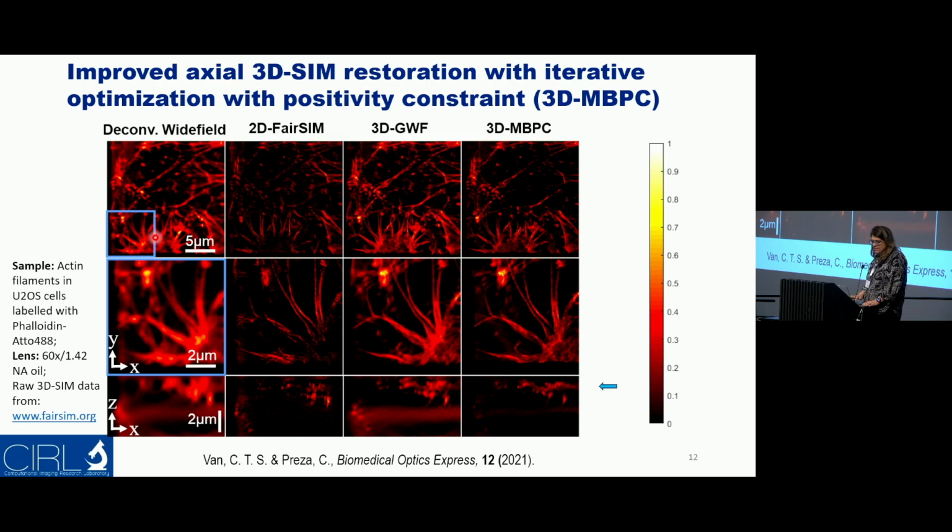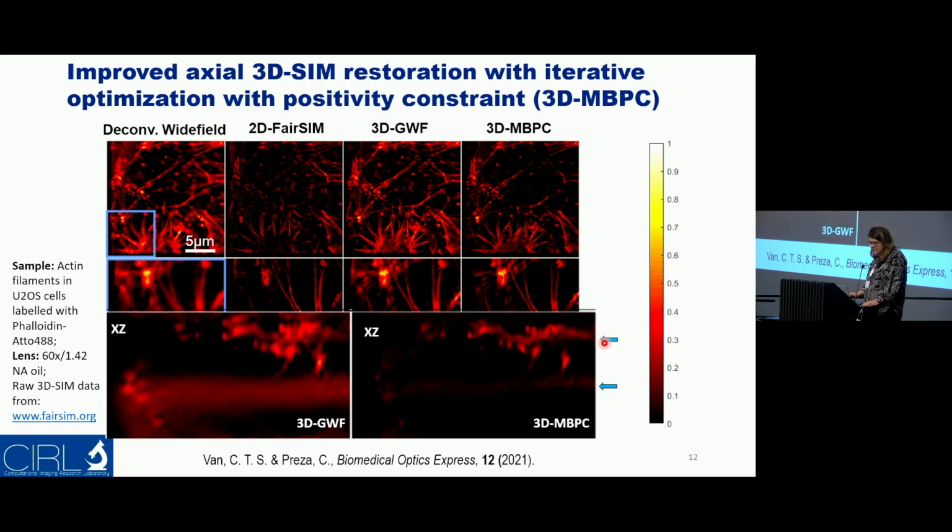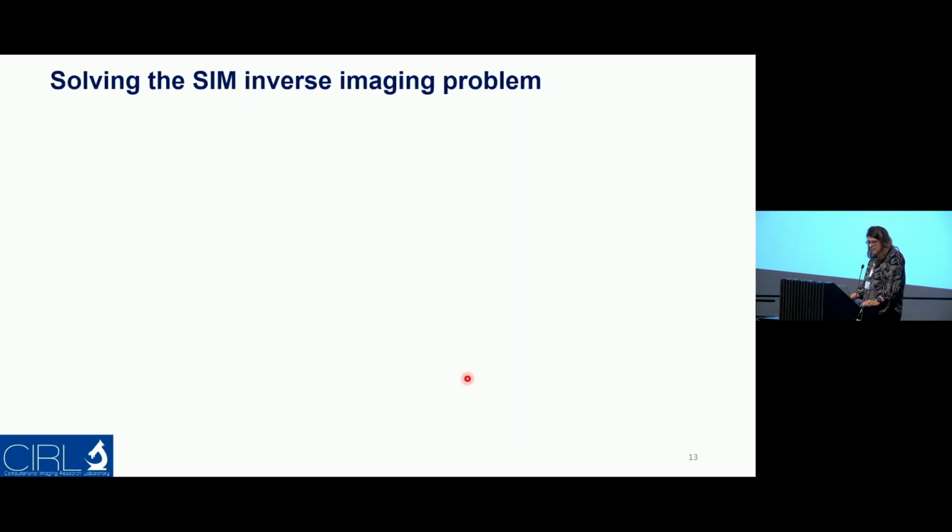This is like a blow up of that region, and so let me just show you the bottom row where you can see the cut through in the XZ space, and clearly you can see the improved axial resolution here and optical sectioning capability that is being retrieved with our method, the 3D model based with positivity constraint.